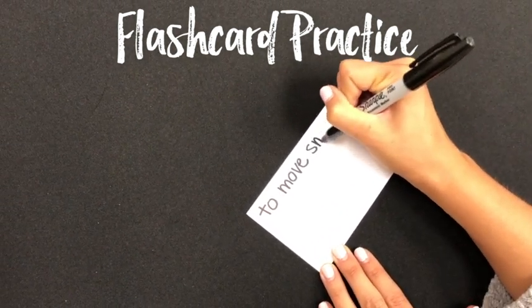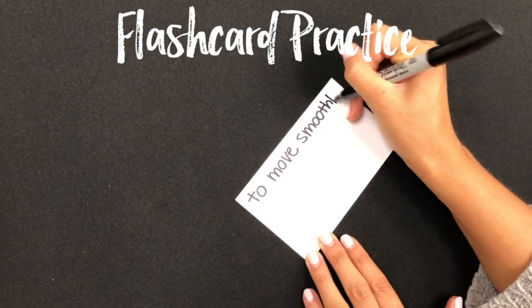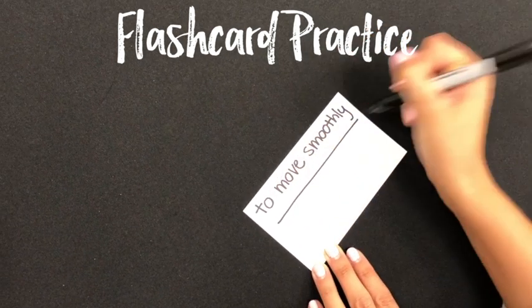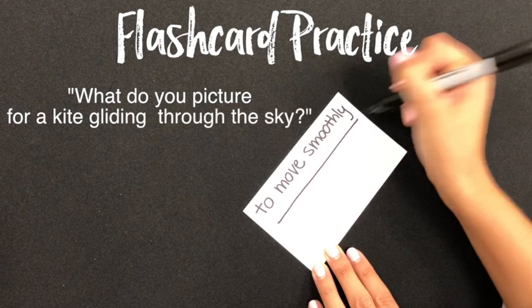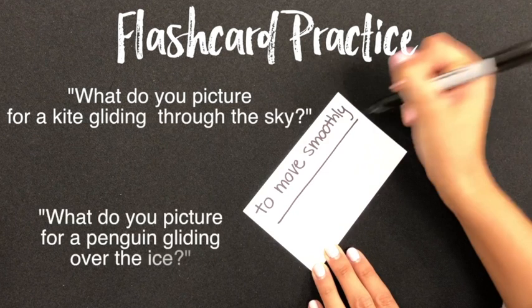It's helpful to put the word in some different contexts and sentences to help solidify their understanding. For example, you can check their imagery for the word glide by asking what they picture for a kite gliding through the sky, as well as what they picture for a penguin gliding over the ice.